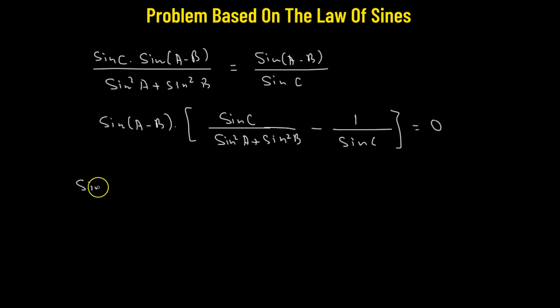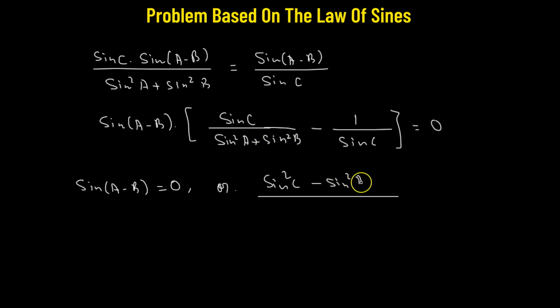So either sine(A minus B) equals 0, or the other factor is 0. If we combine the terms, we get sine squared C minus sine squared A minus sine squared B, whole divided by sine C multiplied by sine squared A plus sine squared B, equals 0. Now let's solve these two equations.